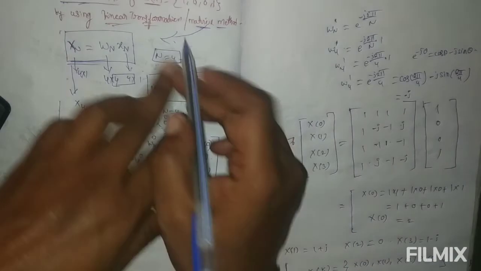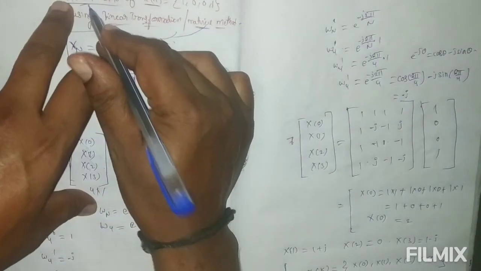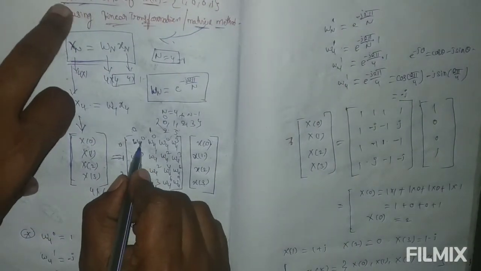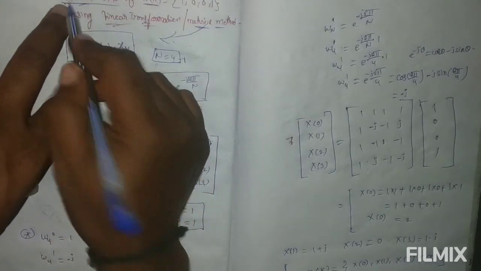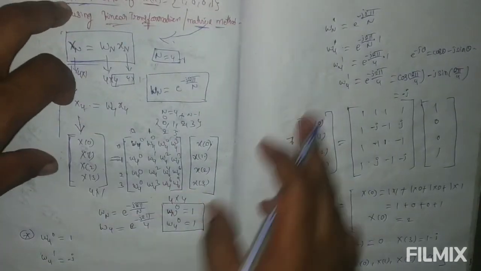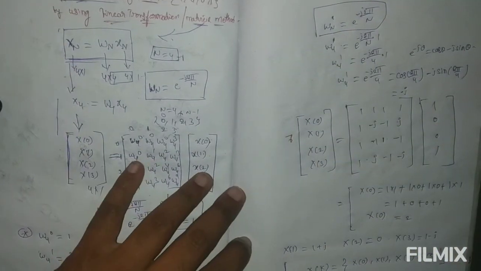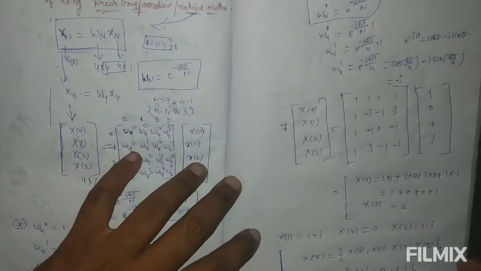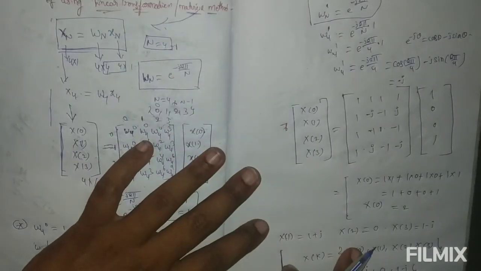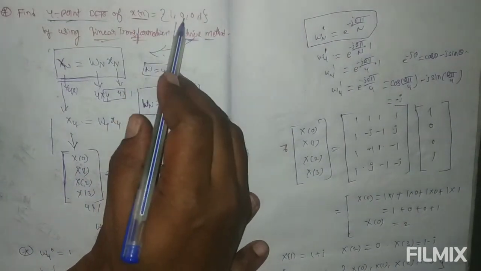Besides this 4-point DFT, we can also use 8-point twiddle factors in this formula. Similarly, this is the 4-point DFT of the given sequence x of n equal to 1 0 0 1.